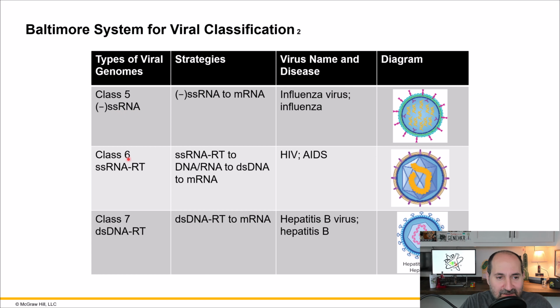Then class 6 are known as the single-strand RNA reverse transcription viruses, also known as the retroviruses. And then lastly, there's class 7, the double-strand DNA viruses that also need reverse transcriptase. These are also known as the gapped DNA viruses. So there are 7 classes of viruses based on their genomes.